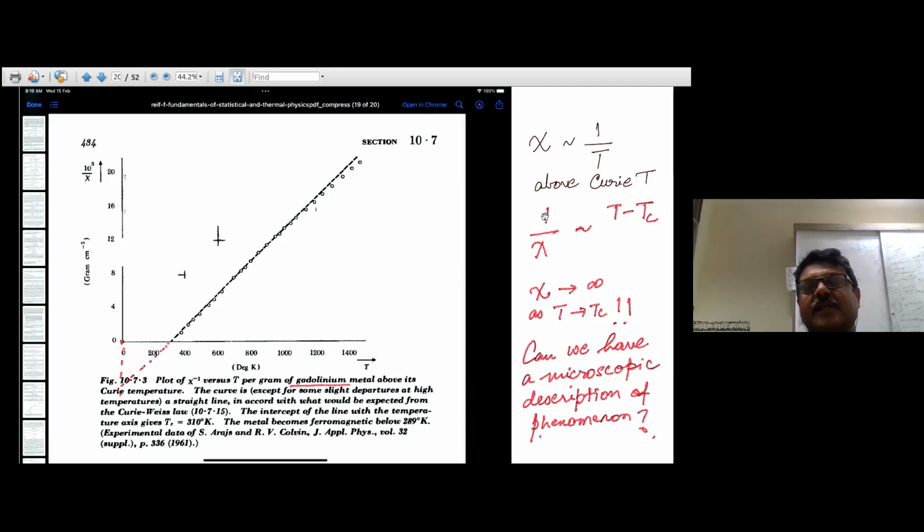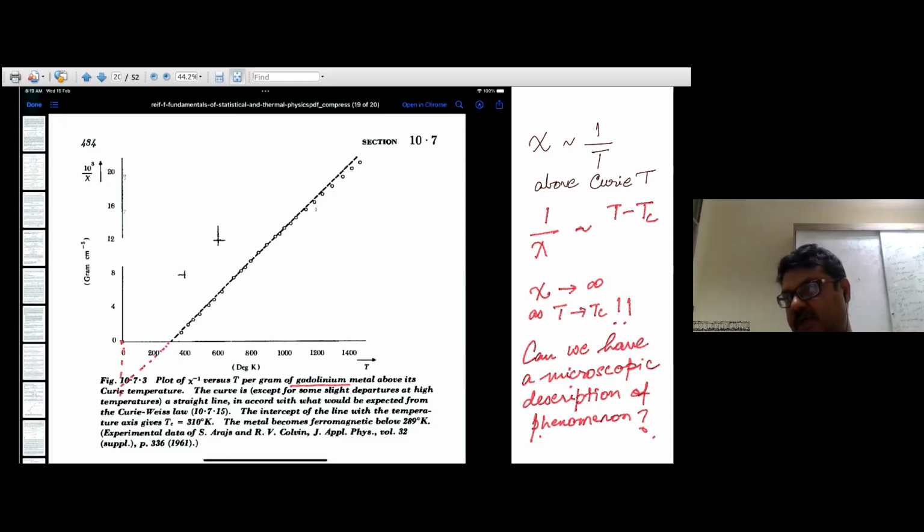So instead, you can write, because this is an equation of a straight line, and basically 1 by chi equal to 0, which means chi equal to infinity, right, at a certain finite temperature. So when t minus tc equal to 0, right, then 1 by chi will be equal to 0, or chi will be nearly infinity. So chi will be nearly infinity as t tends to tc. So okay, I mean, you can understand.